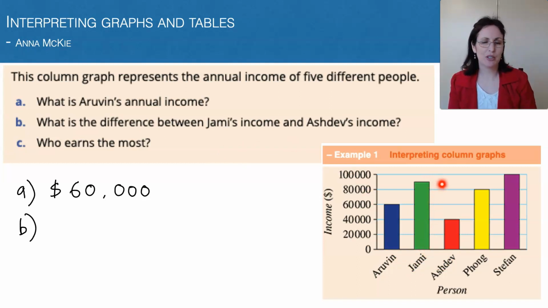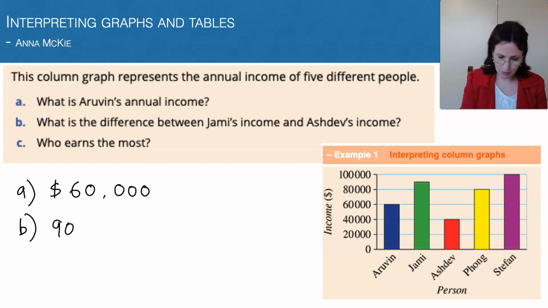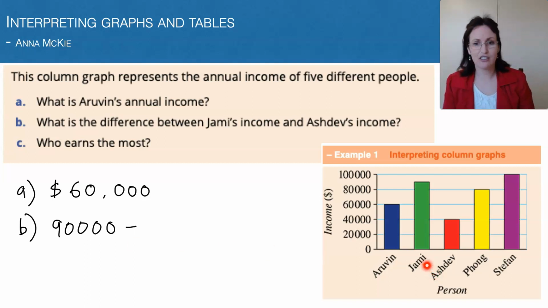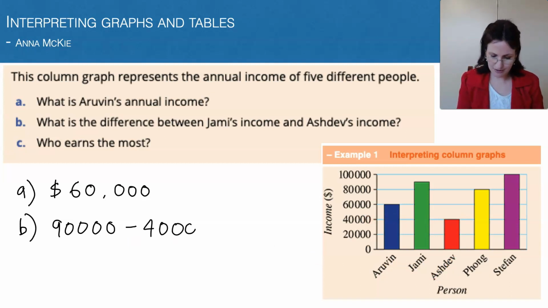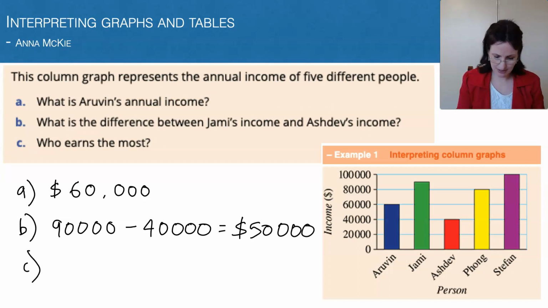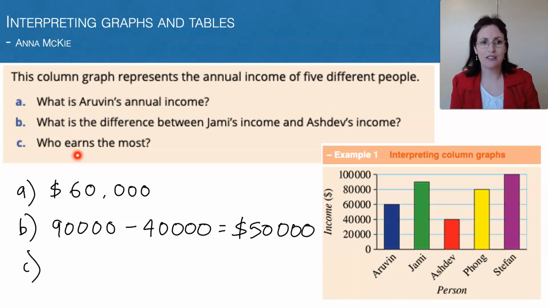It's between the 2 blue lines. We're assuming it's about halfway between. So halfway between 80 and 100,000 would be 90,000 for Jamie. So what's the difference between Jamie and Ashdev's? $90,000 for Jamie. Ashdev, reading up and across, $40,000. And the difference between those two is $50,000. Again, you can put the comma in or not. It doesn't matter.